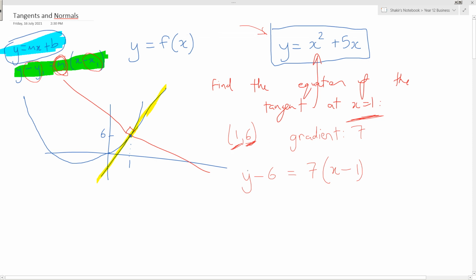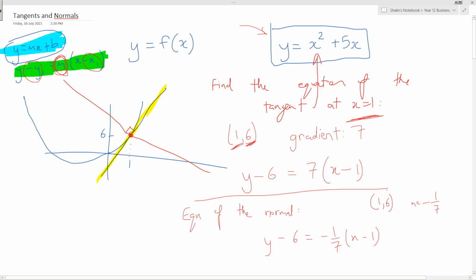An equation of the normal is similarly fairly straightforward. We know the gradient is going to be negative 1 over 7, the negative reciprocal, right? So I know it's going to be negative 1 over 7. That's the gradient. And the normal is still going through the same point, (1, 6). And so it's just going to be y minus 6 is equal to negative 1 over 7 times (x minus 1). I use this point and that gradient to sub into y minus y1 equals m(x minus x1).